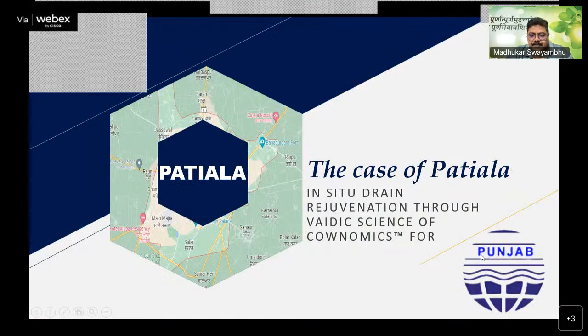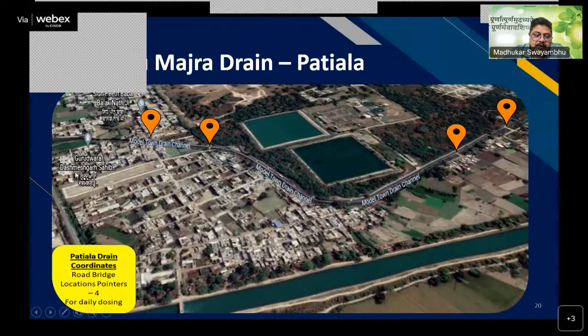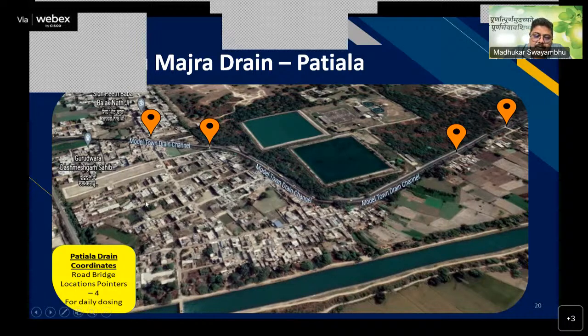Now from UP, let's move on to Punjab. This is the case of Patiala, where we have done in-situ rejuvenation of a sewage drain itself. This is the Google Earth imagery. You can see this is the path of the drain. This is called the Model Town drain.